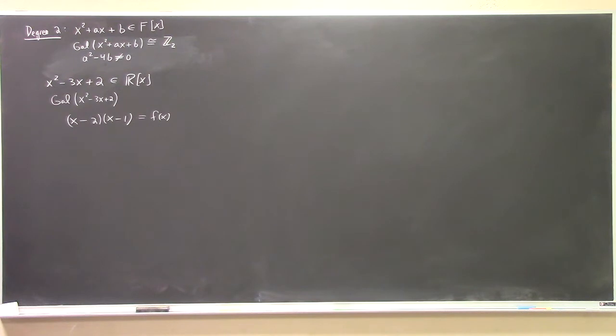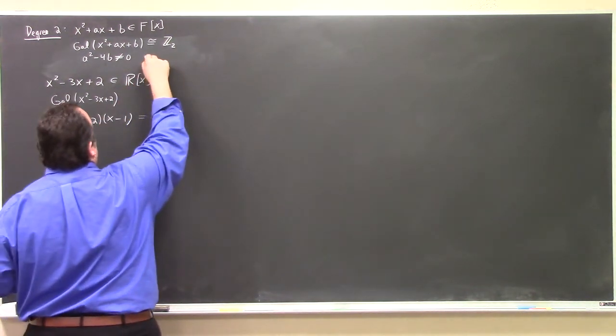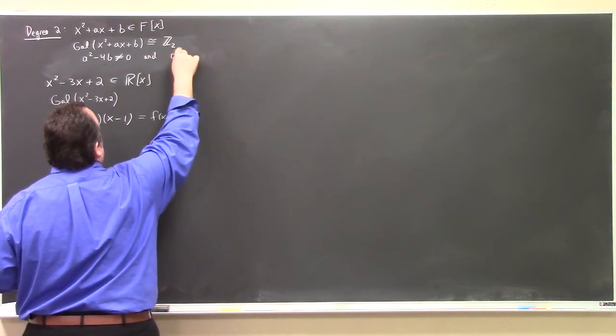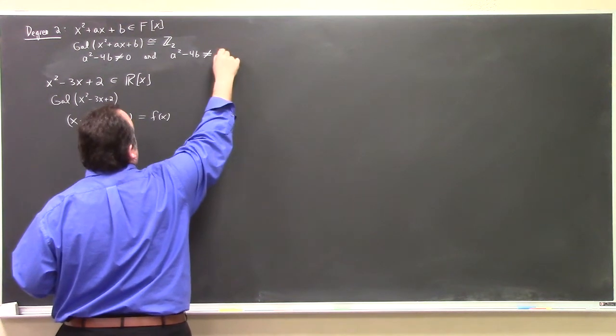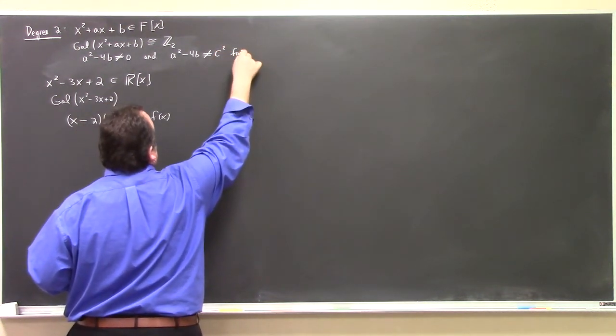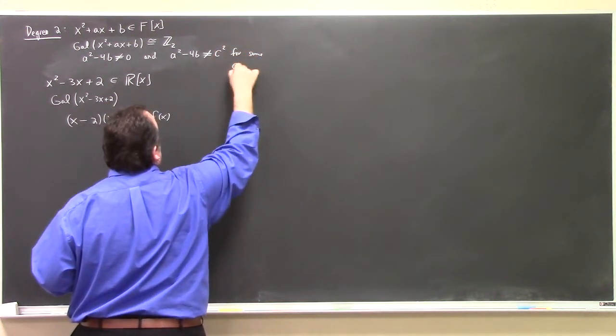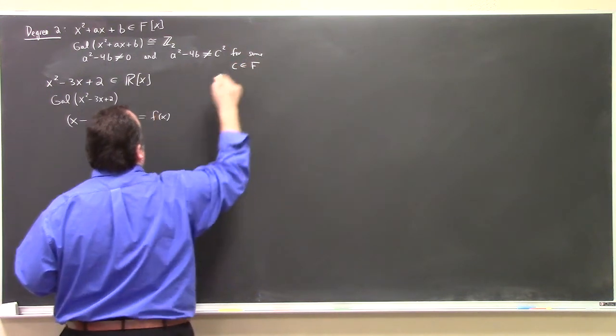Now, if the quadratic is irreducible, that means that a squared minus 4b is not equal to c squared for some c in F. It's not the square of an F element.